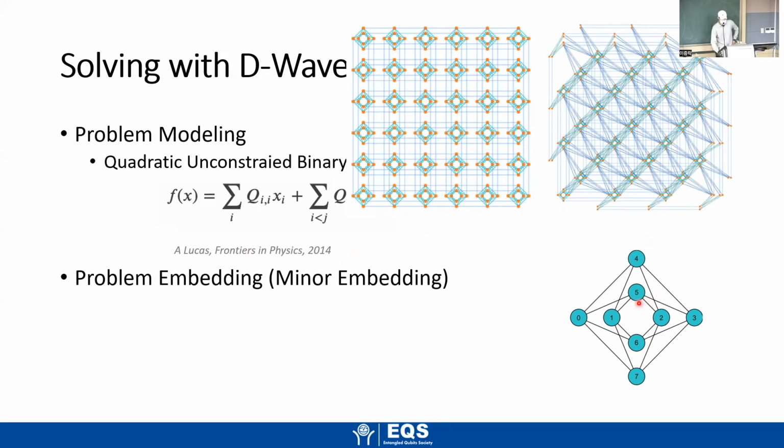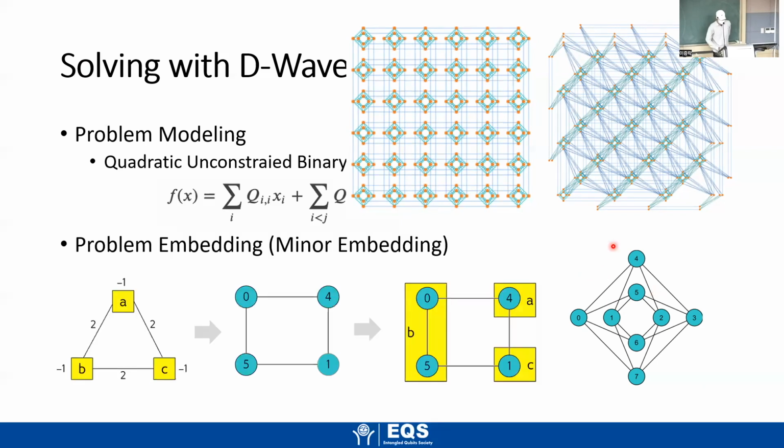If you take a closer look at each unit cell of this Chimera architecture, you can see eight nodes, or qubits, here. Each node represents a qubit, and each edge represents the coupling between qubits. As you can see, there's limited connectivity. Each qubit is not connected to all other qubits, but only a few.